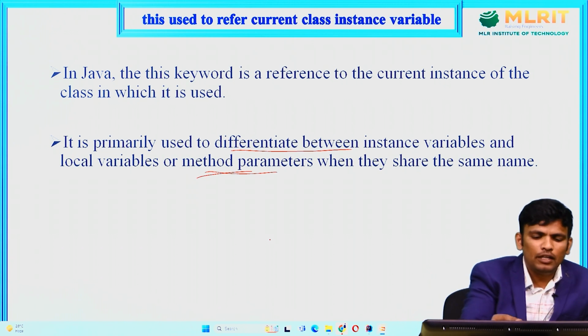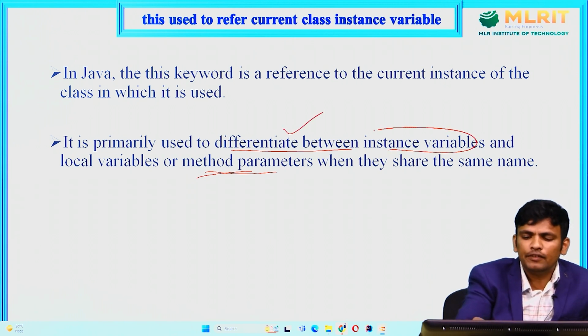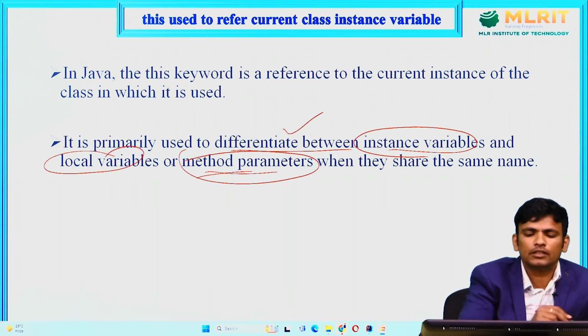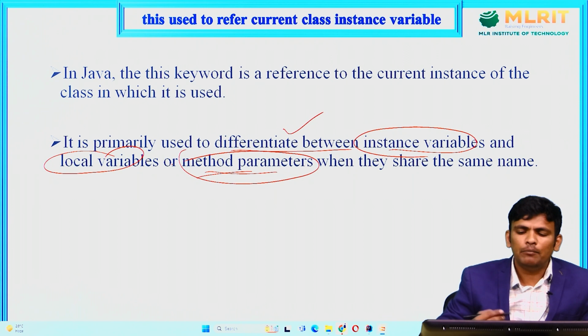So primarily the this keyword is used to differentiate between instance variables and local variables or method parameters. If the variable names are the same, in such cases the this keyword is mandatory, we compulsorily should use it. Otherwise it will give abnormal results. Your instance variable never gets initialized.